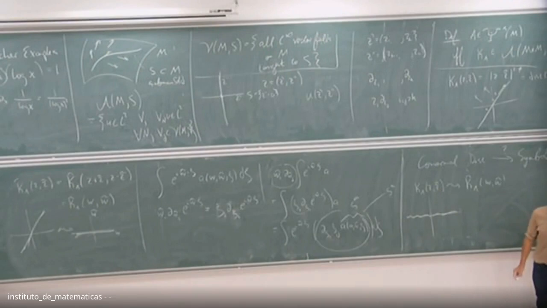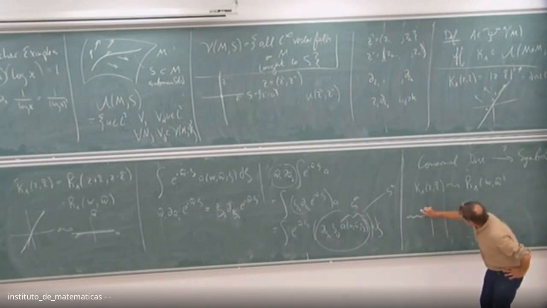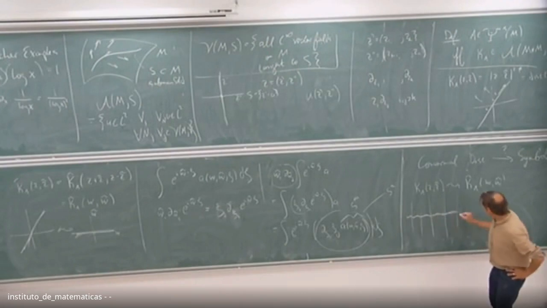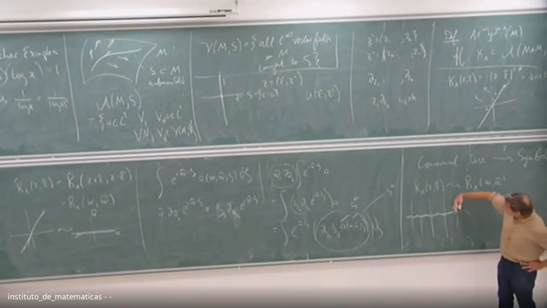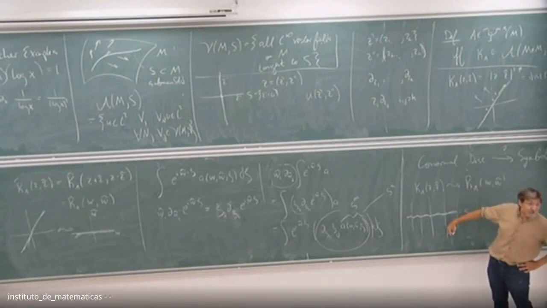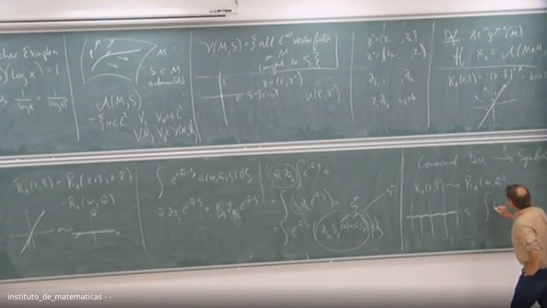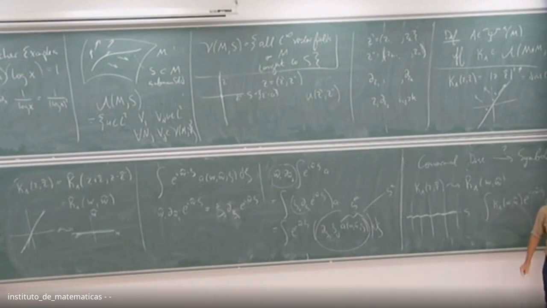Where am I going to get a symbol? So what I do is I Fourier transform normal to S. So here's S, right? Here's this special submanifold. If I take the Fourier transform transverse to S, I'm going to get something. Namely, what I want to do is take k sub a of w and w tilde times e to the minus i w tilde dot zeta, d w tilde. And the claim is that's a symbol.